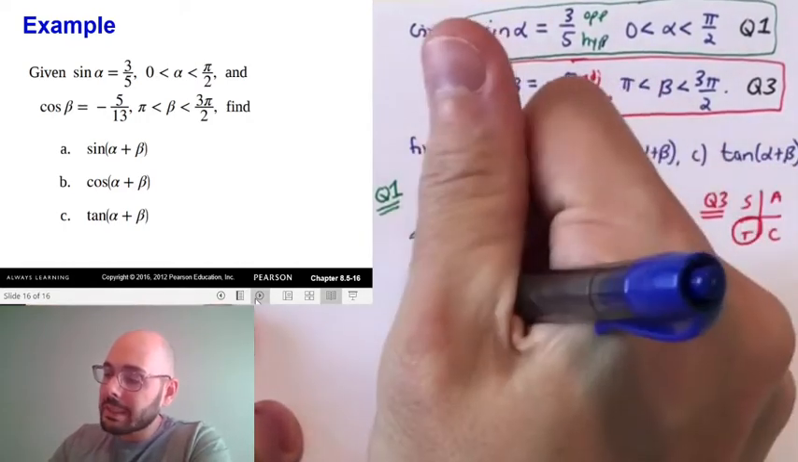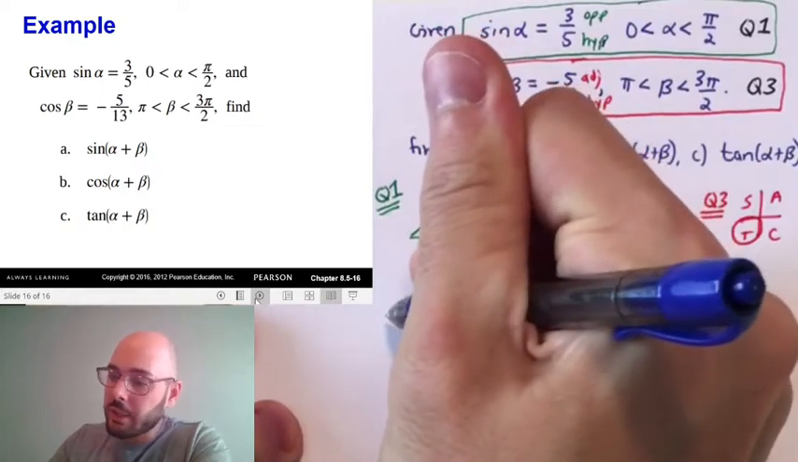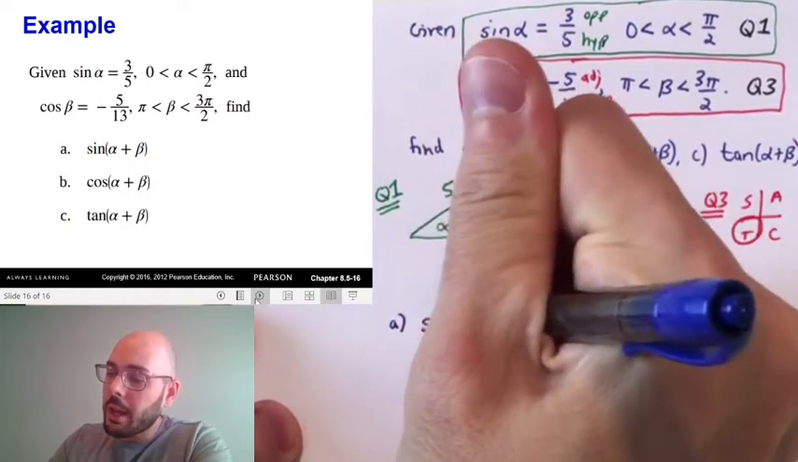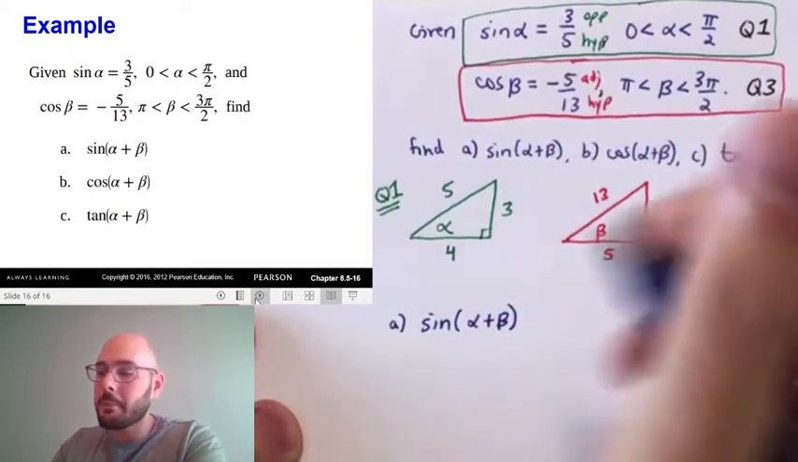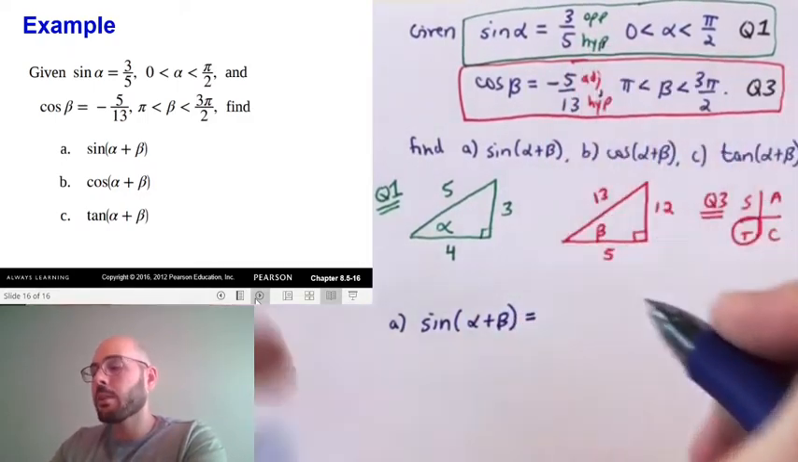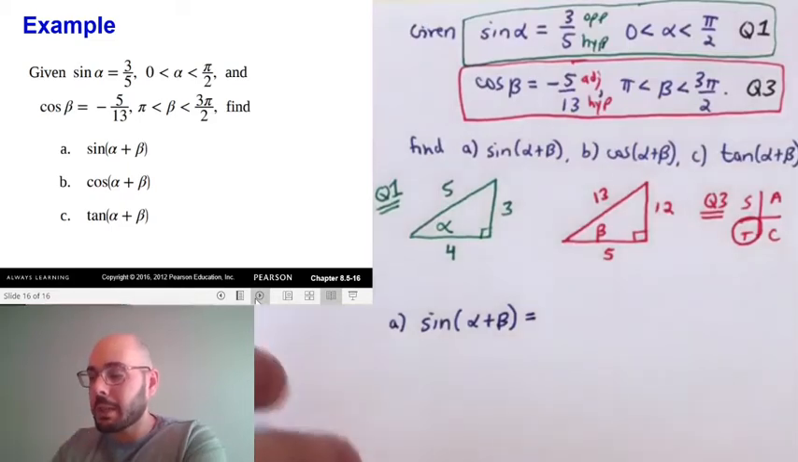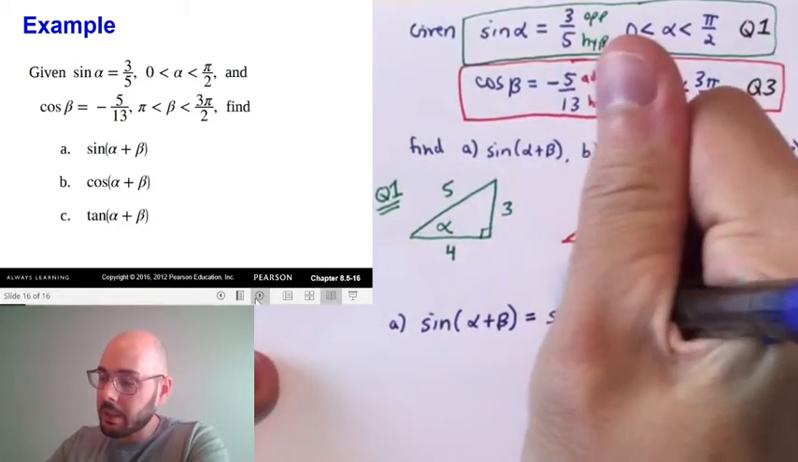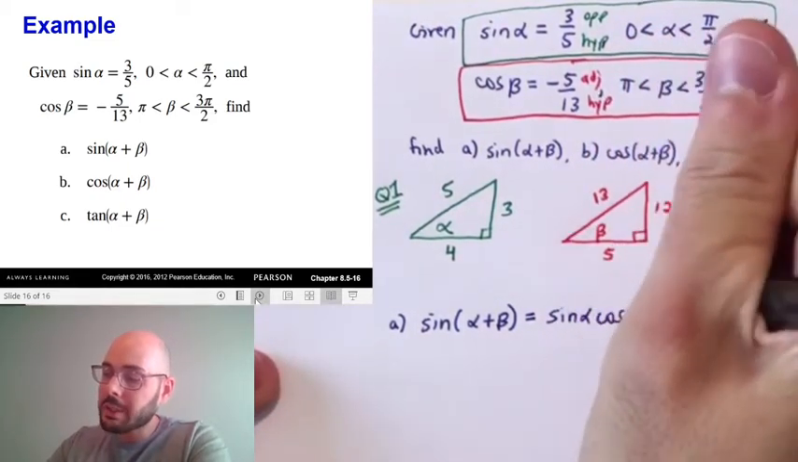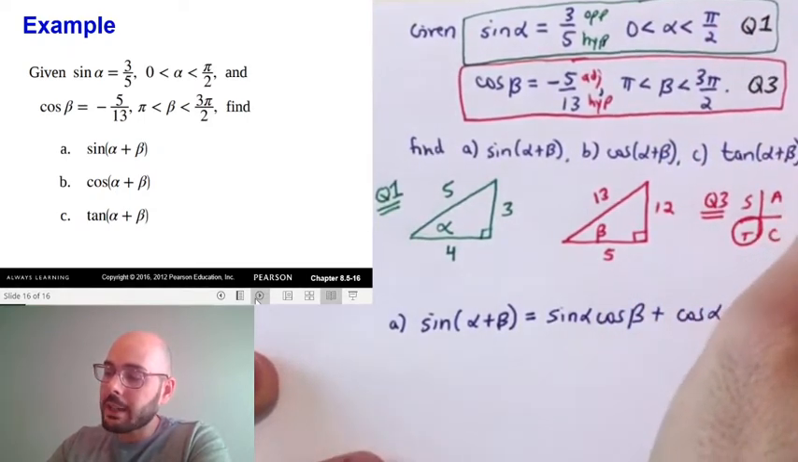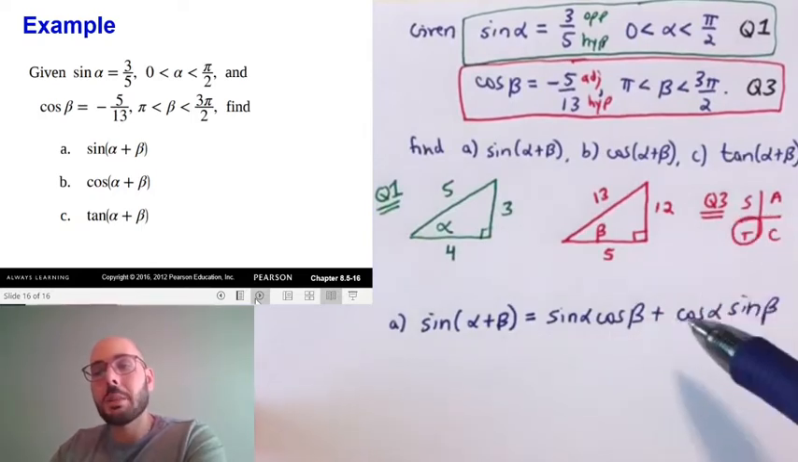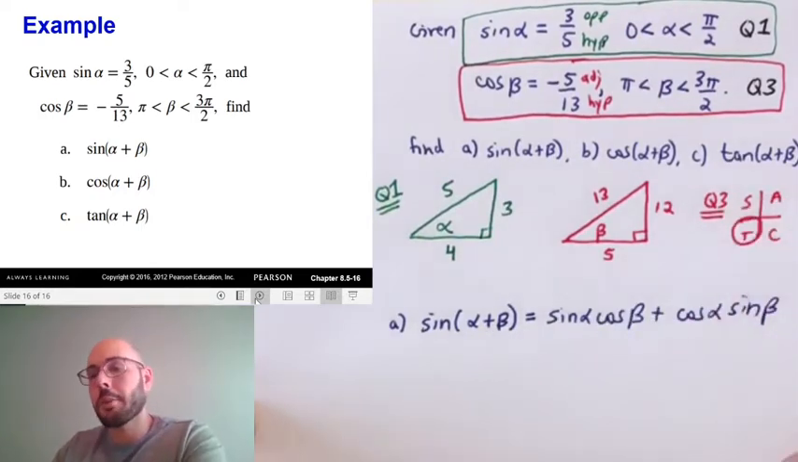I'm going to do first part A, of course, naturally start there. So A is asking us for sine of alpha plus beta. So you want to look back at your formulas for sine of alpha plus beta. That's going to be sine alpha cosine beta plus cosine alpha sine beta. That was a formula that we wrote down at the beginning of this section.